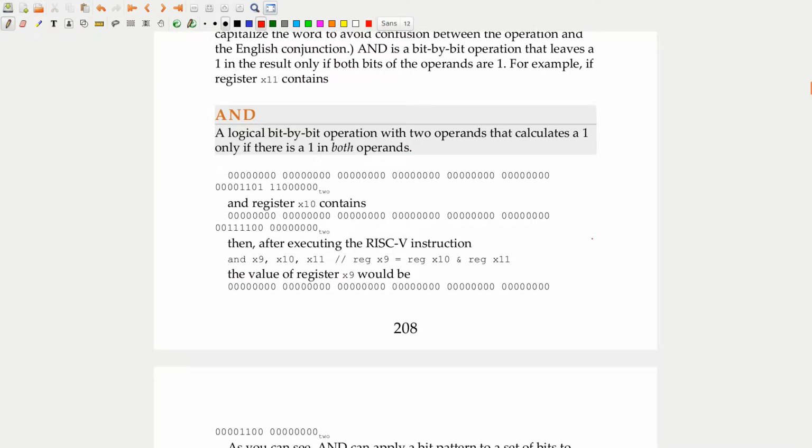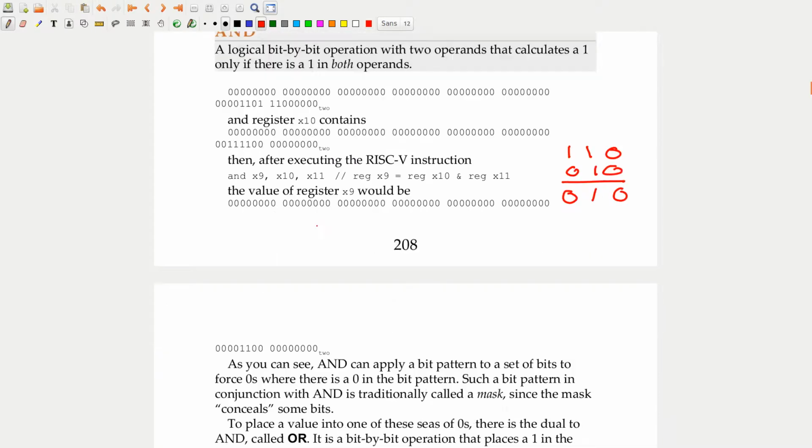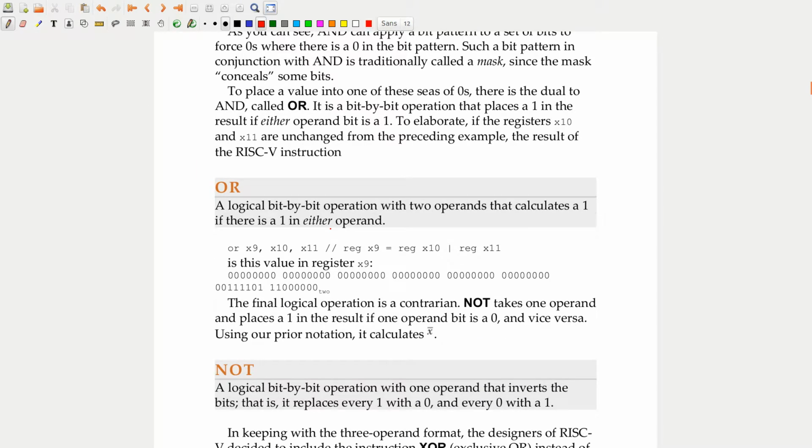Now AND is exactly like we saw earlier. We just check to see if the two bits are the same, and if they are both 1, the result is 1. If not, it's 0. So if we have 1, 1, 0 and 0, 1, 1, or let's do 0, 1, 0. So 0 and 0, they're the same, so 0. 1 and 1, they're both 1, so 1. 1 and 0, they're different, so 0. Pretty simple.